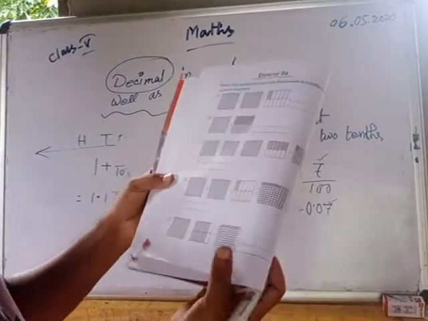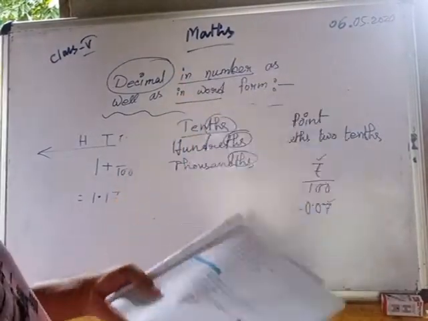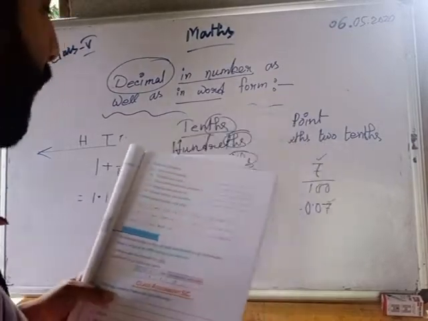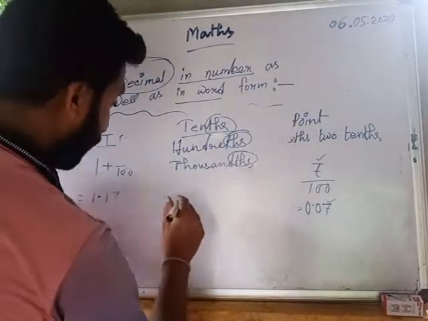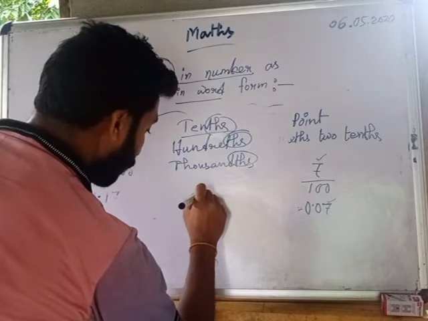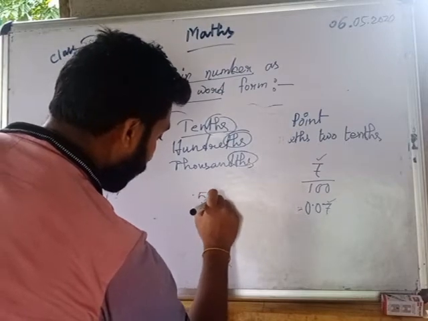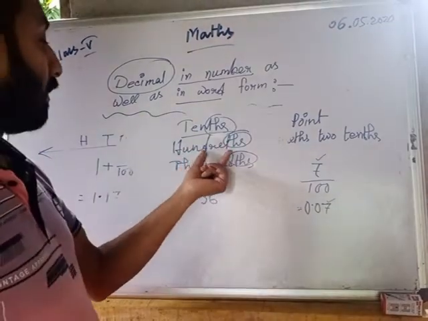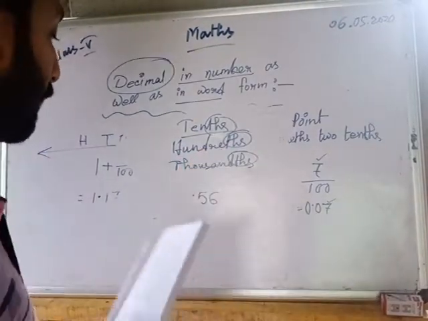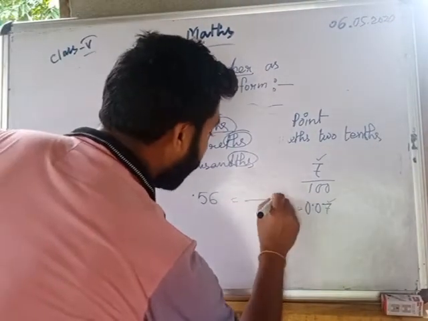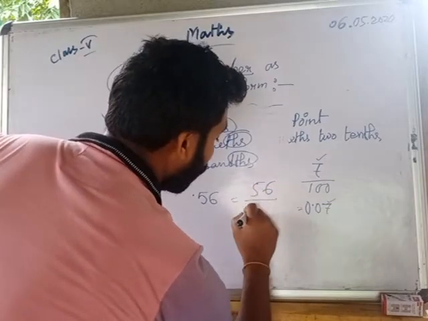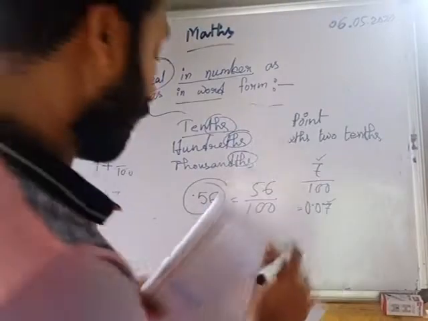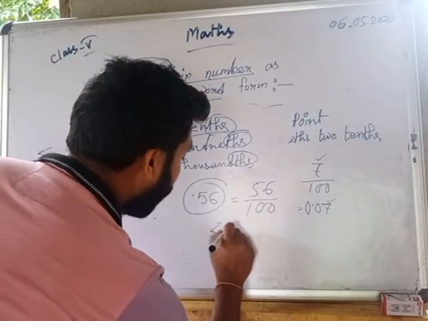So you should do it yourself. After that, I will go to the next one: 56 hundredths. That means it goes back to this because it is the hundredths. That means it is out of 100. 56 out of 100. It is 0.56. Okay. After the number, before the number.